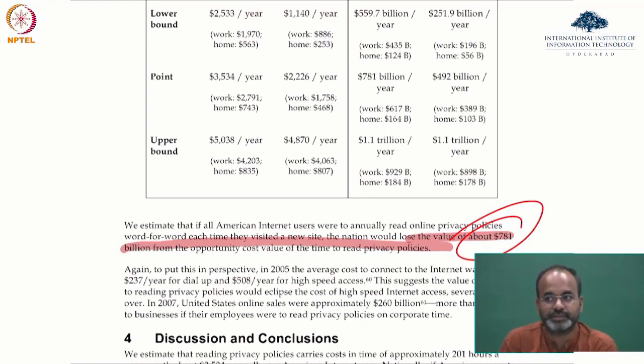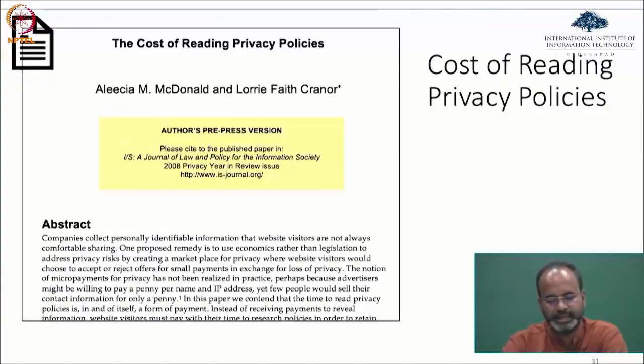Interesting, right? So take it, do an exercise for yourself. What would be the cost for you? Again, this is not the real money value, right? This is opportunity cost. The opportunity cost of me reading a privacy policy. If I would have done something else at that time, what is the value for that? That's the opportunity cost. Right? So that's the cost of reading the privacy policy.